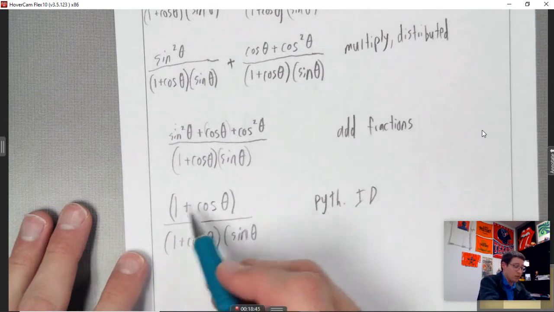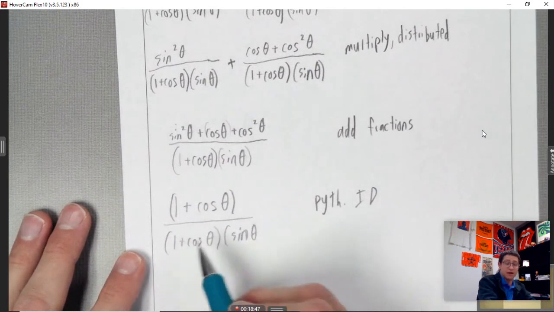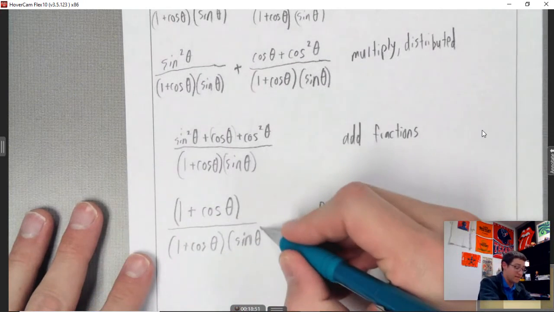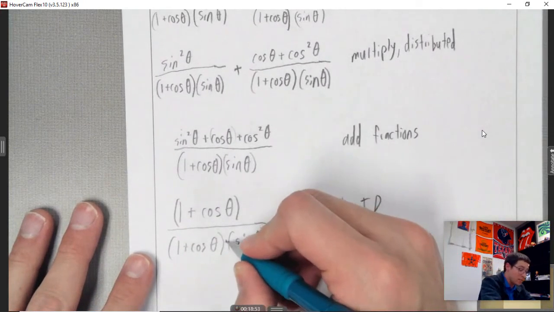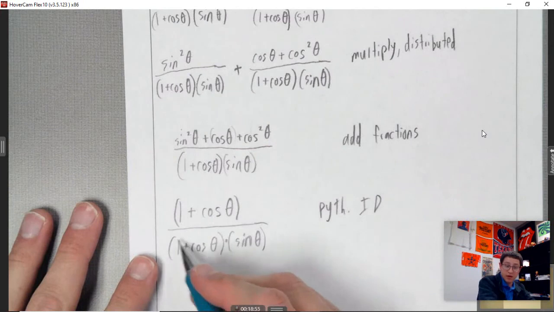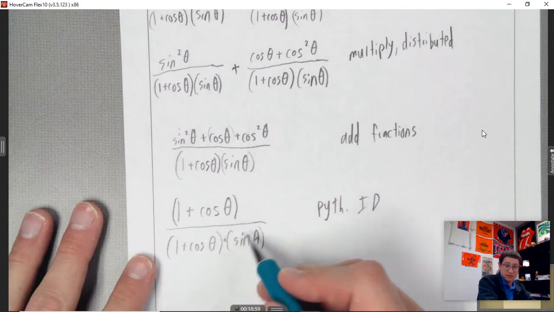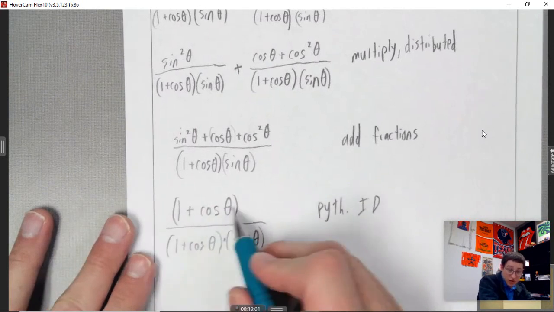Here's what I noticed on this next one. Look at this. I've got 1 plus cosine of theta on the top, and I've got a factor of 1 plus cosine of theta on the bottom. Now, what I mean by a factor, right? What am I doing here? I'm multiplying in between with my parentheses. I'm doing that times this. But I'm also straight up multiplying on the top.